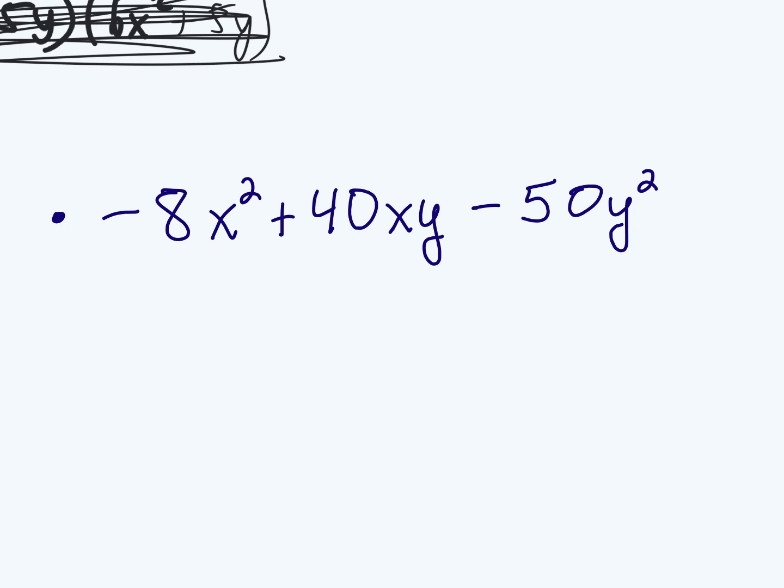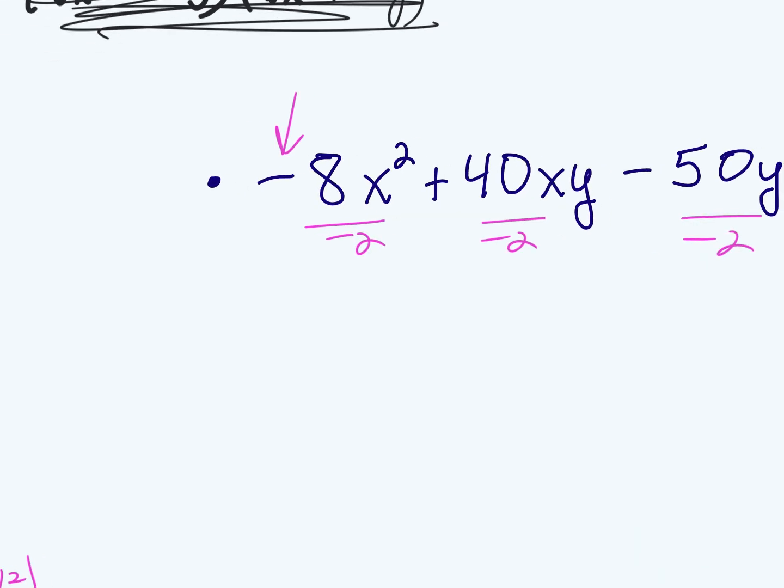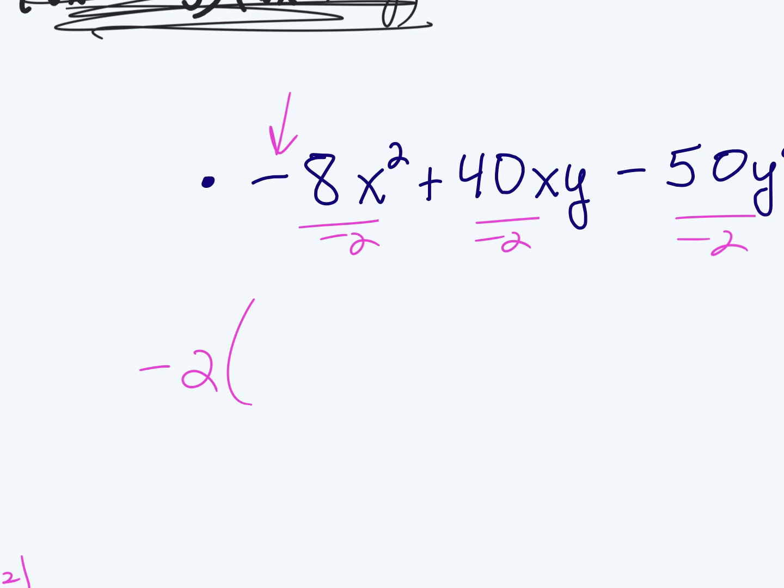Yes. What number goes into 8, 40, and 50? 2. And what are we leading with, guys? I'm leading with a negative. So what kind of a 2 should I factor out? I'm going to factor out a -2. Remember, when you factor out the -2, it doesn't go anywhere. Write it out in front. Don't just leave it like, oh, look, I divided it out. It has to be in your answer.